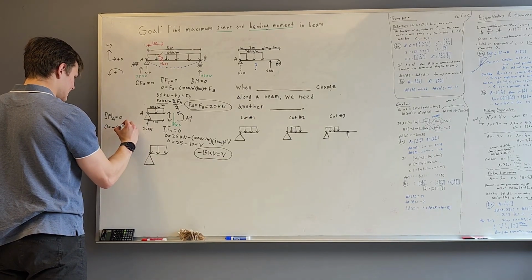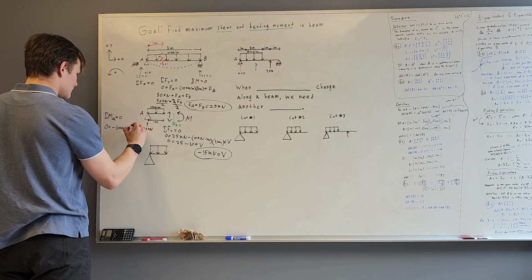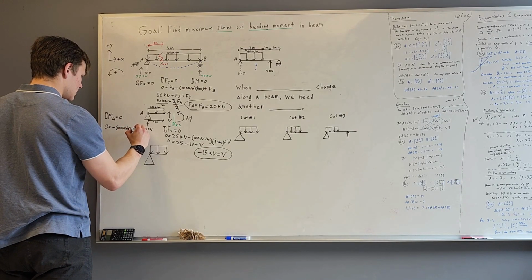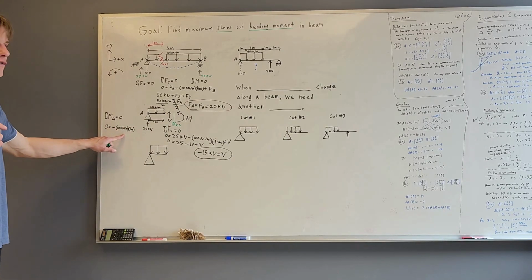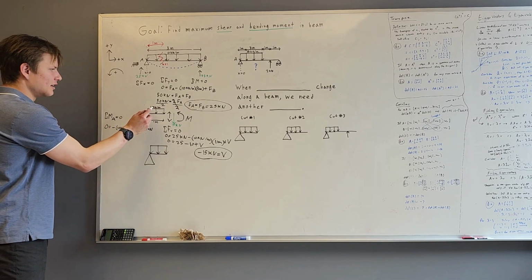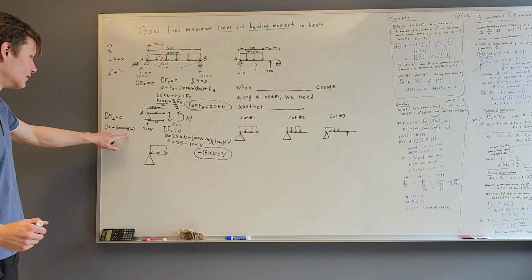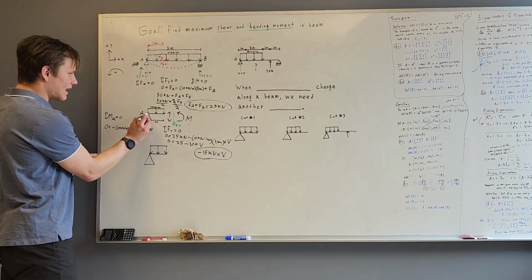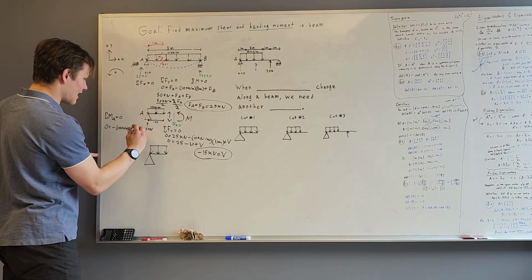Negative 10 kilonewtons per meter times 1 meter. So this right here gives us the equivalent force. We have 10 kilonewtons per meter times 1 meter, so we have negative 10 kilonewtons acting at a distance of 0.5 meters.